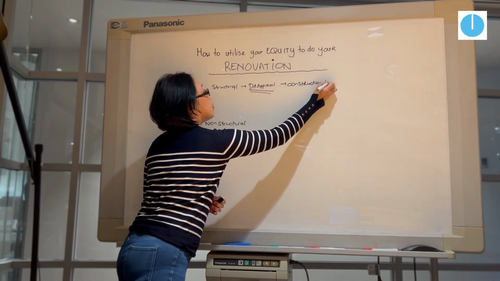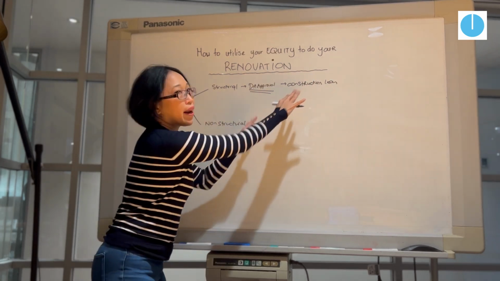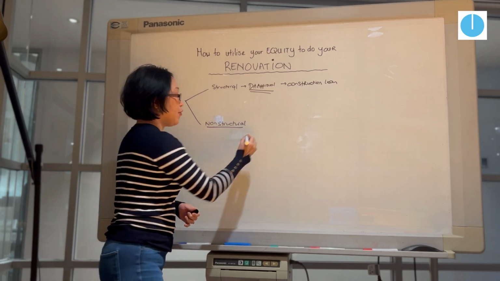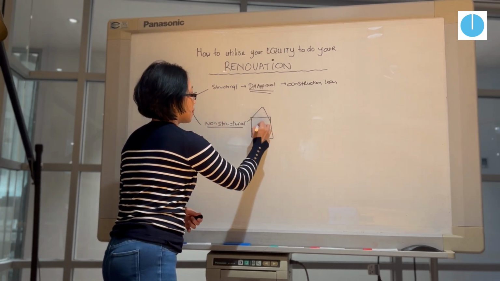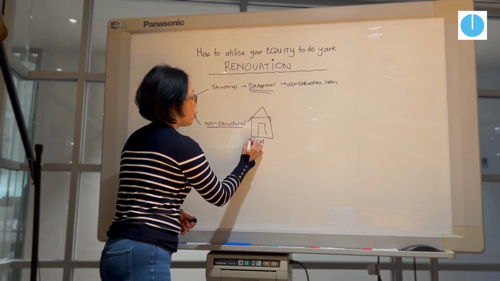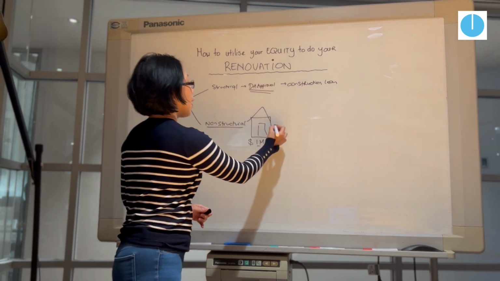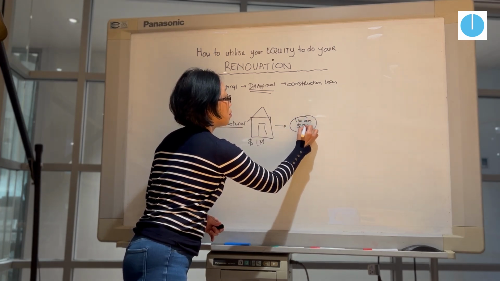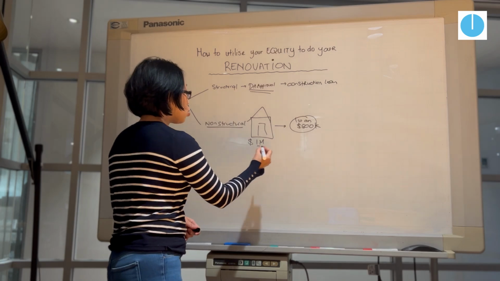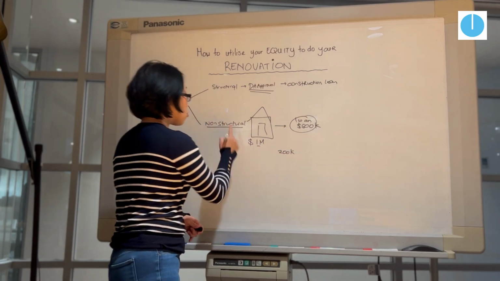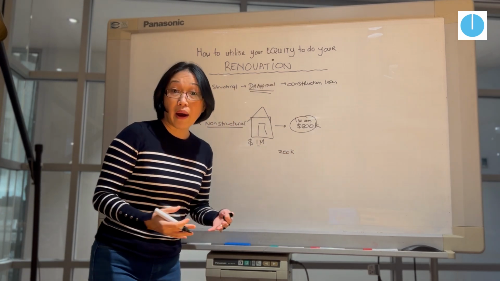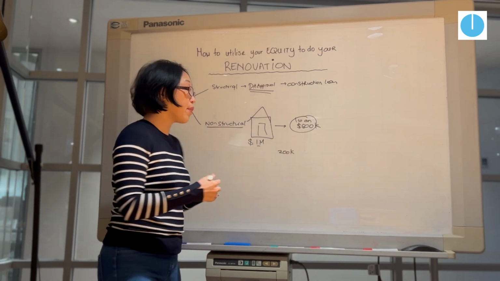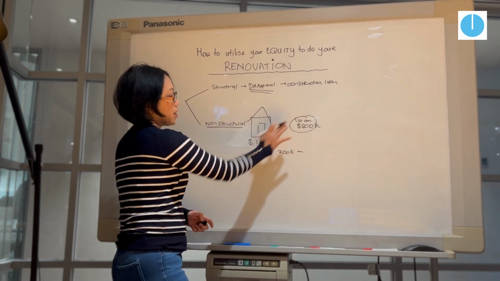Sorry, my handwriting is not very good. For non-structural, what we can do is, if you have lots of equity, say $1 million value, just to make it easier for our calculation, and say that you currently have a 500,000 loan balance, and you need 200,000 for non-structural. It could be renovating the bathroom, kitchen, painting, changing all the windows. With this, as you can see, you have lots of equity.